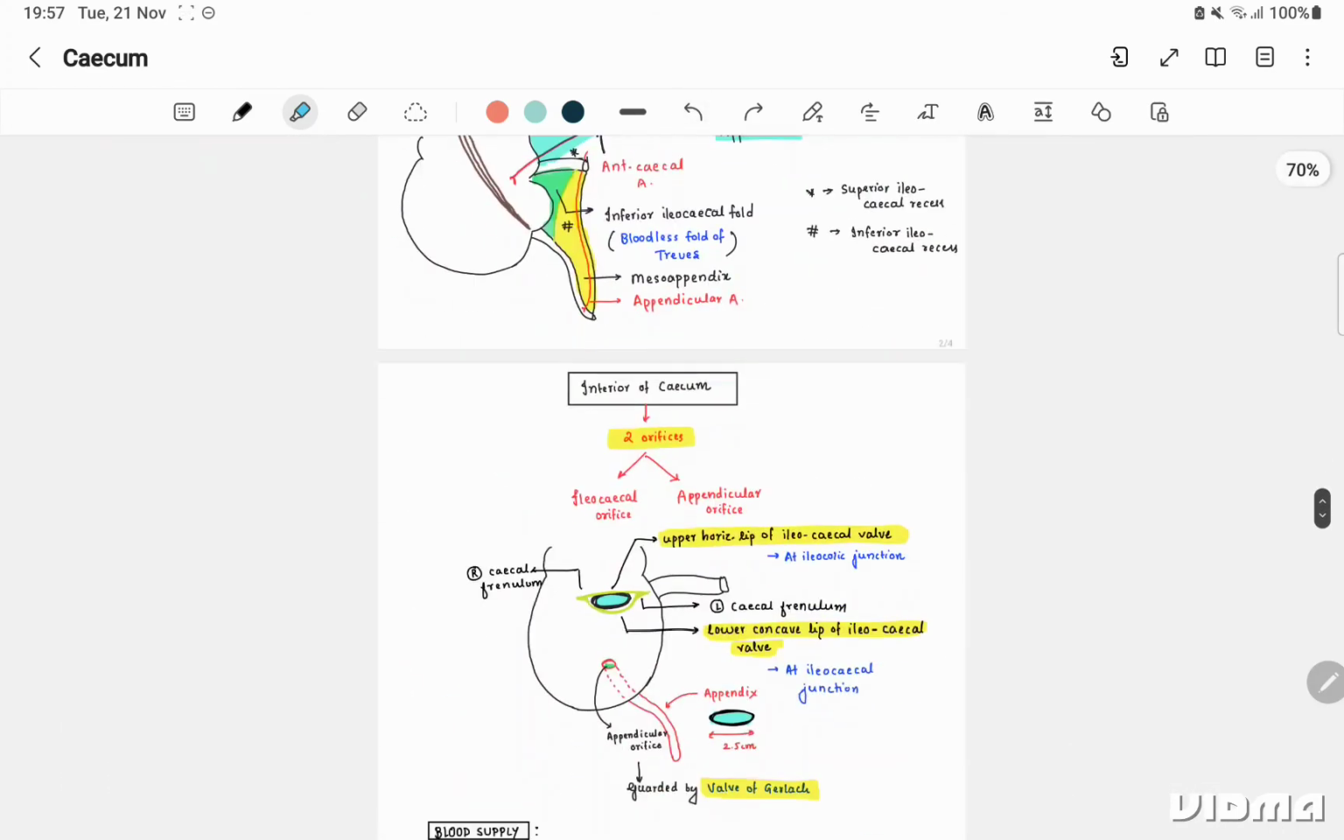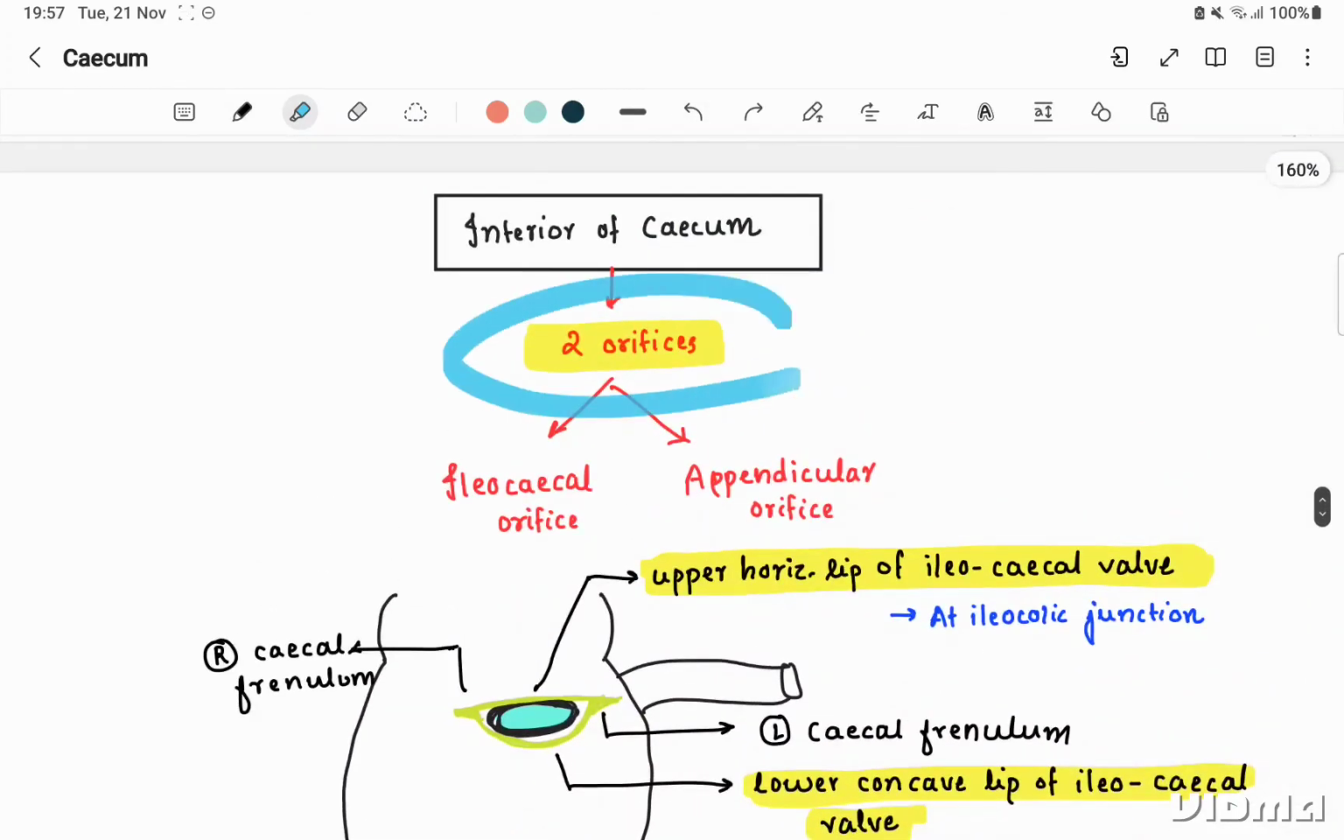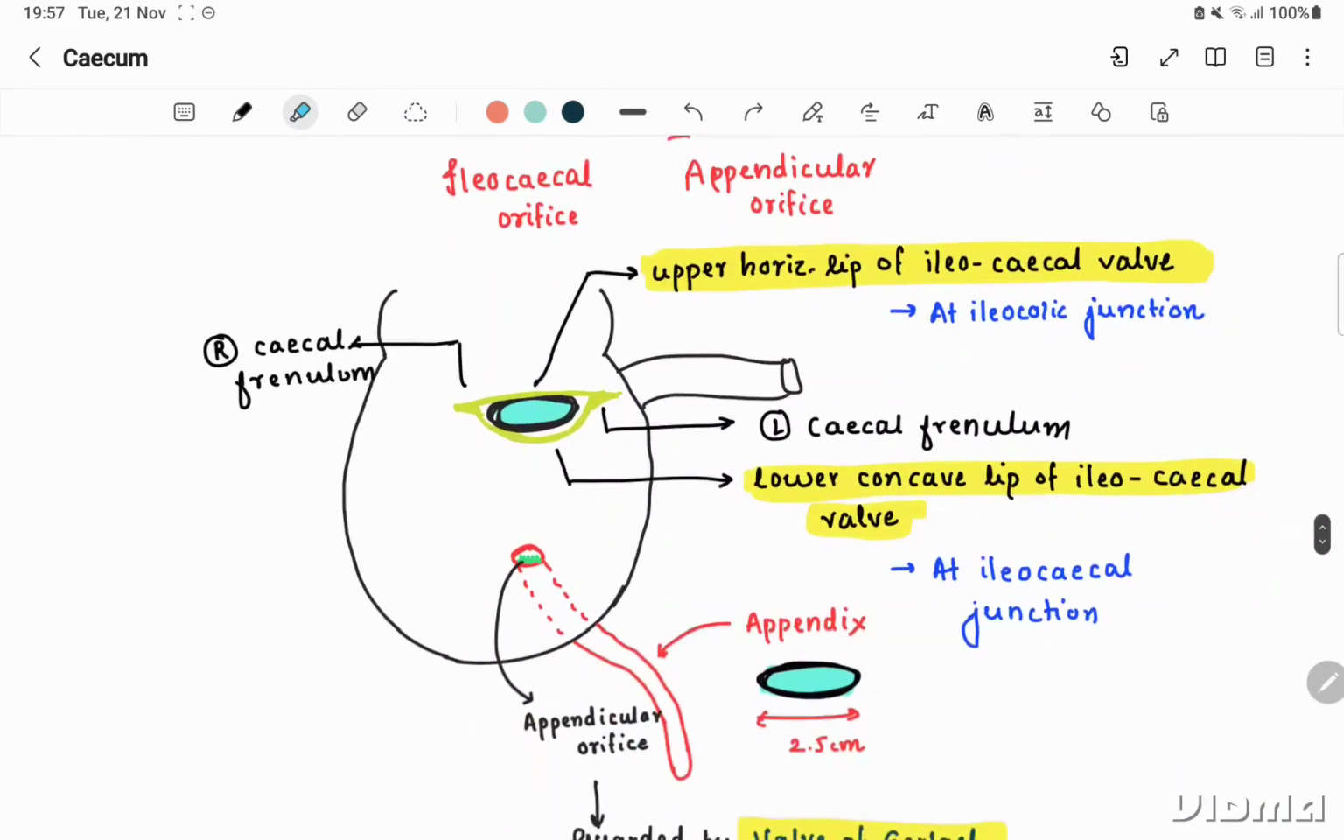So after discussing this, let's move on to the interior of the cecum. We have two orifices, that is the ileocecal orifice and the appendicular orifice. If you have the cecum and the terminal ileum, we have our ileocecal orifice here, where the ileum and the cecum open, somewhere like this. So it is your ileocecal orifice.